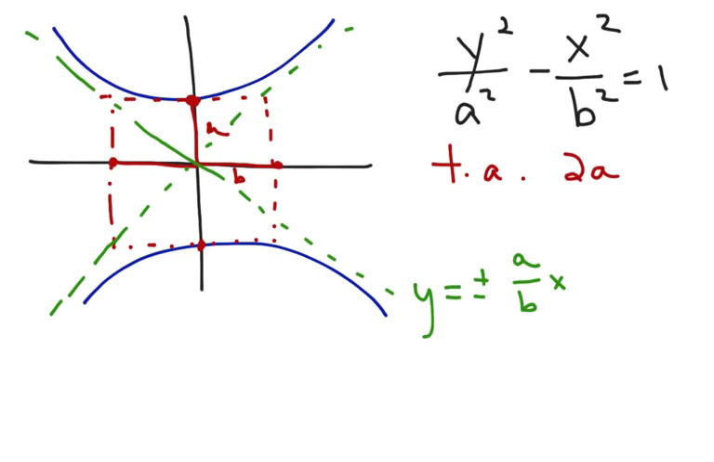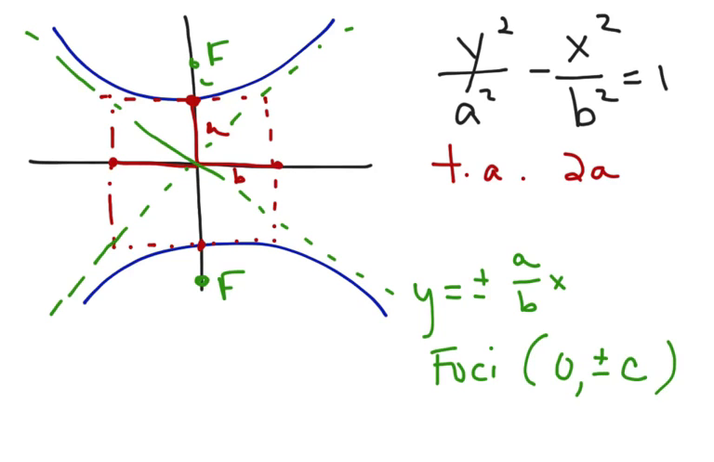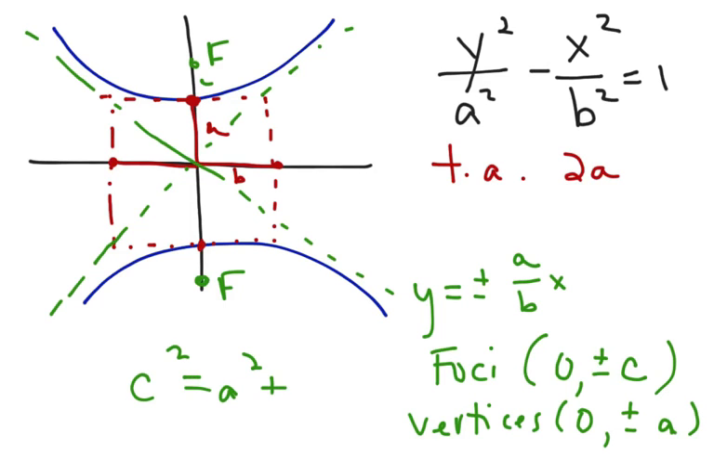And the foci, which are inside the little parabolas of the hyperbola, which are still c units away from the center, are going to this time be at 0, plus or minus c. The vertices, this time, are at 0, plus or minus a. And then c squared is equal to a squared plus b squared.